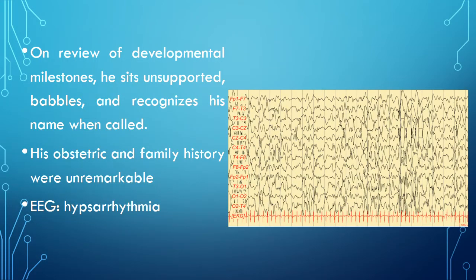Taking the developmental history of the child, we found that he sits unsupported, babbles, and recognizes his name when called. His obstetric and family history were unremarkable. EEG was requested, and it revealed hypsarrhythmia. There is disorganized background with high amplitude spike and slow wave.